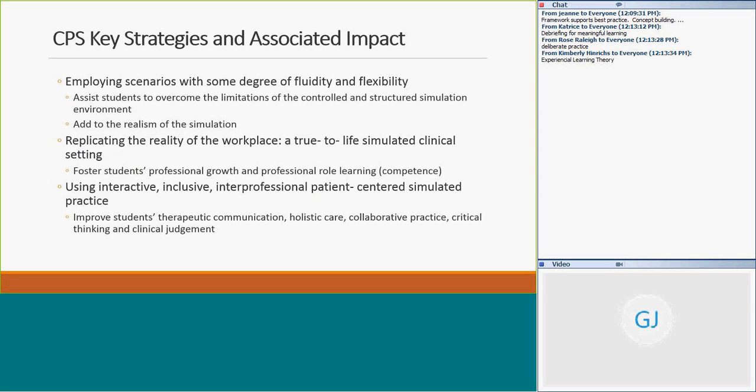Make it interactive and inclusive so that the students would be actively participating, and then creating that interprofessional simulation was important as well to improve communication techniques, holistic care, collaborative practice, and that whole piece of clinical judgment and critical thinking and responding appropriately.